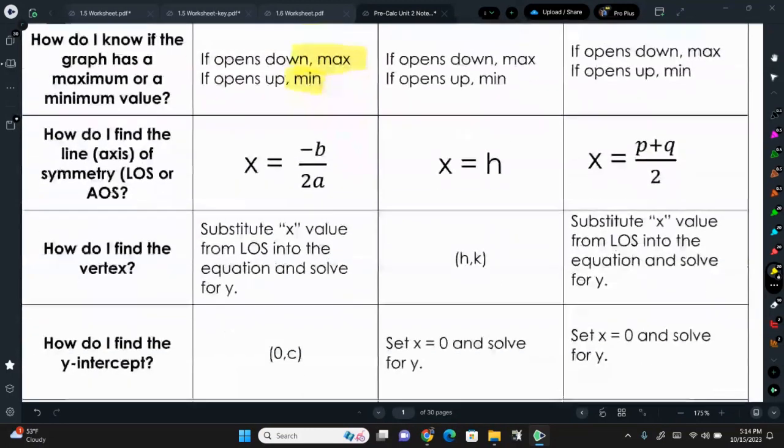Now, how do we find the axis of symmetry, which is also the x-coordinate of the vertex? For general form, we do negative b over 2a, so you will need to know that. When we have standard form, it is just the h value, the number inside our parentheses, and for intercept form, we add the two x-intercepts and divide by 2, and that will get us the x-coordinate.